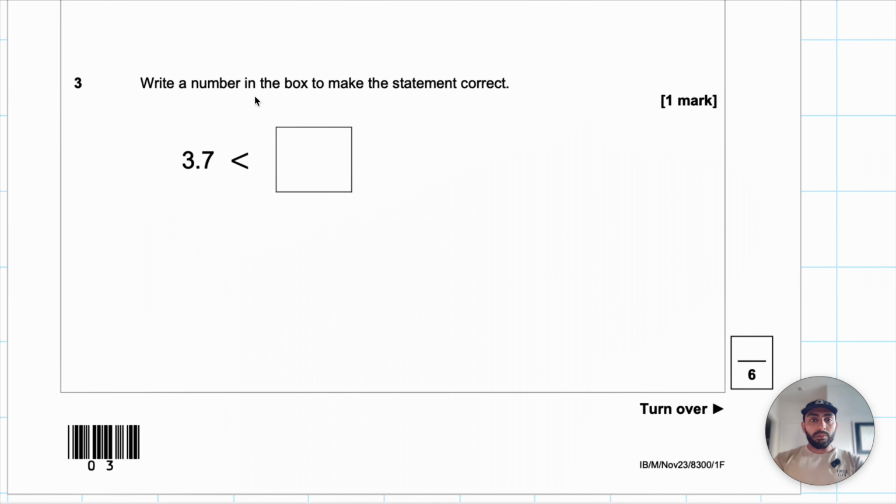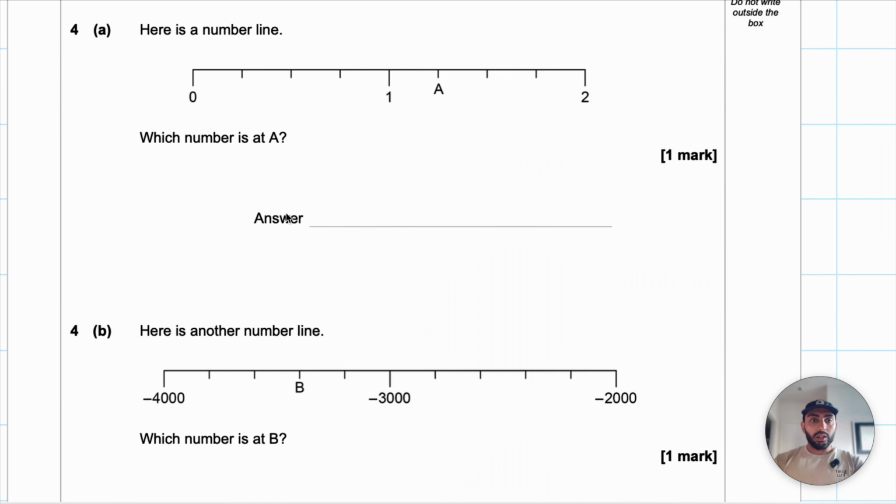Question 3, write a number in the box to make the statement correct. 3.7 is smaller than, so I just need any number that's greater than 3.7. So I'm just going to put 4 and that would work.